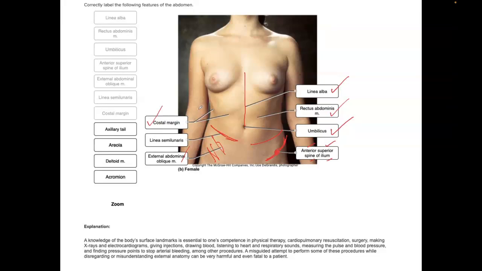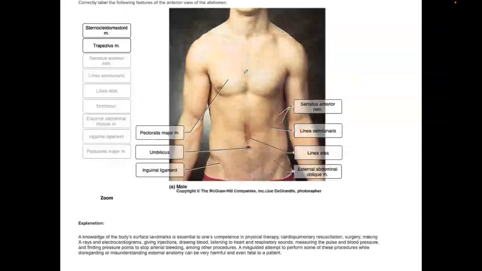So again, lots of big terms, new terms. You're not supposed to have this memorized just yet by any means, but just introducing a lot of new terms. And with A&P, it's a lot of not just new words, but it's a new language also. And you have to be able to break down some of these words.